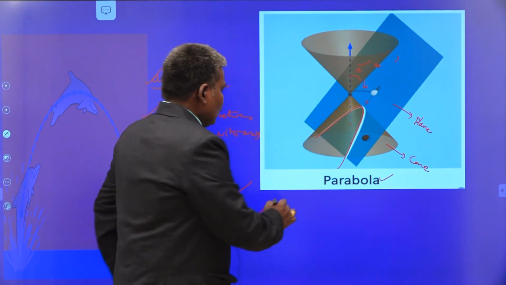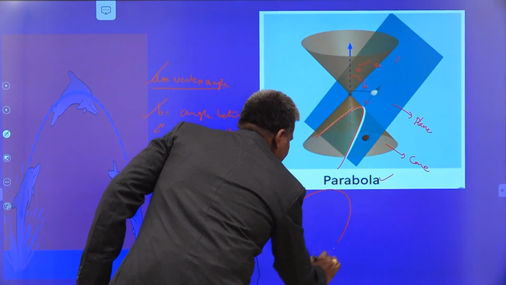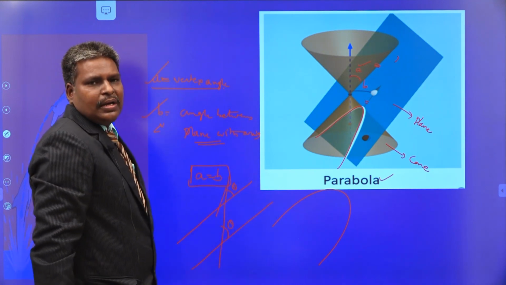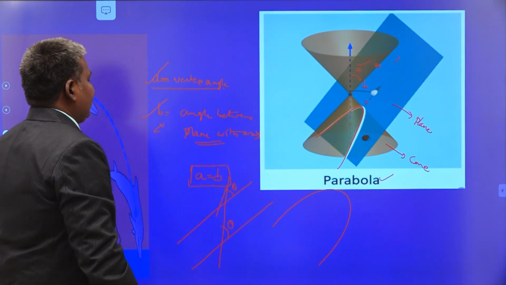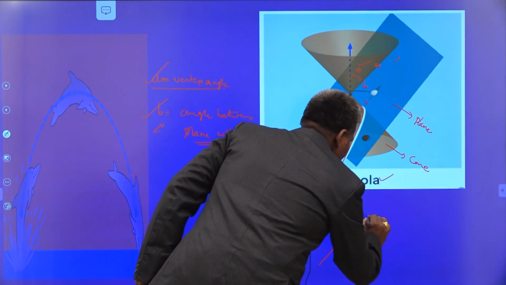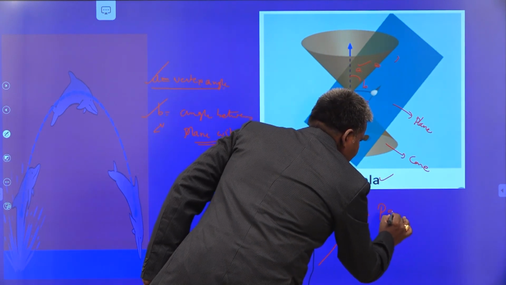In this case, we obtain the conic section like this. This is called a parabola. This is the first conic section. Simply we call it a conic. Its name is what? Parabola.